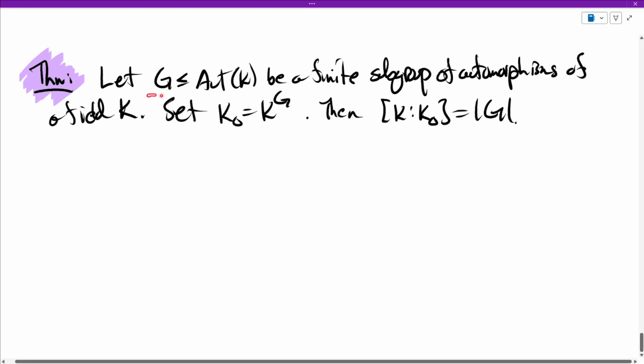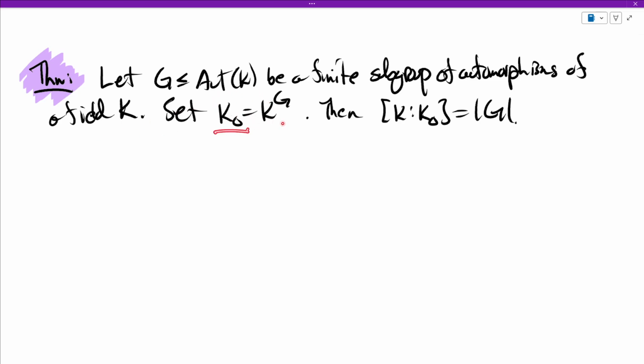Okay, so G is going to be our finite group, and it's a subgroup of the automorphism group of K. It's just a finite group of automorphisms. That's all it is. And we're going to set K0 to be the fixed field. So K0 is the field that's fixed by every element of the group. Then what? Then the degree of the extension that we get, because K0 is going to be a subfield of K, right? It's the guys in K that are fixed by G. We showed that was a subfield. The degree of that corresponding extension is the number of elements of the group.